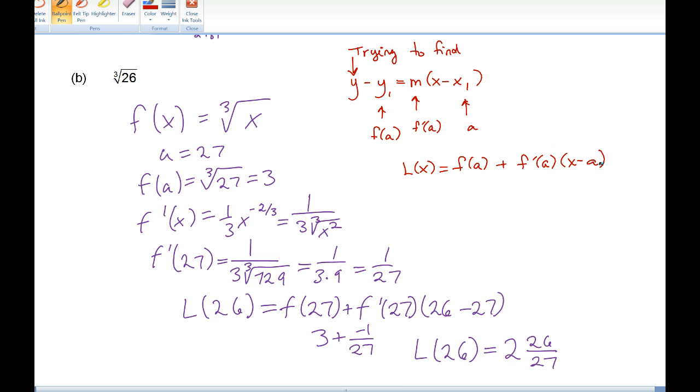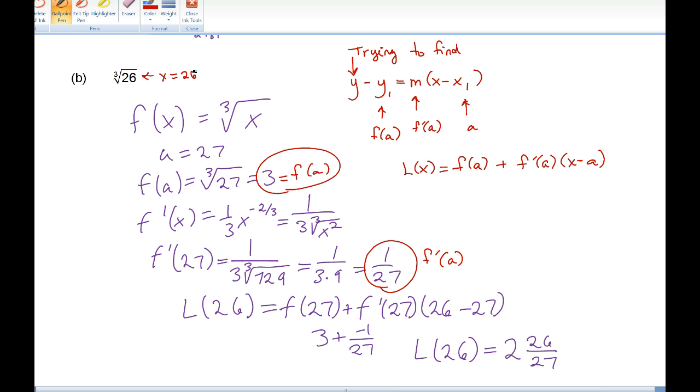So once I get 1 over 27, this is f prime of a, or f prime of 27. That's what I meant. Here's your f of a, which is 3. Remember, x is the value that we're trying to approximate. Okay, and then just plug it in. Okay with that?